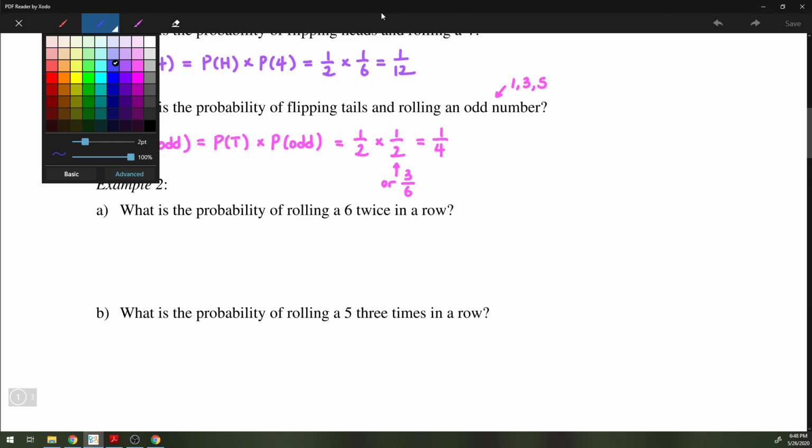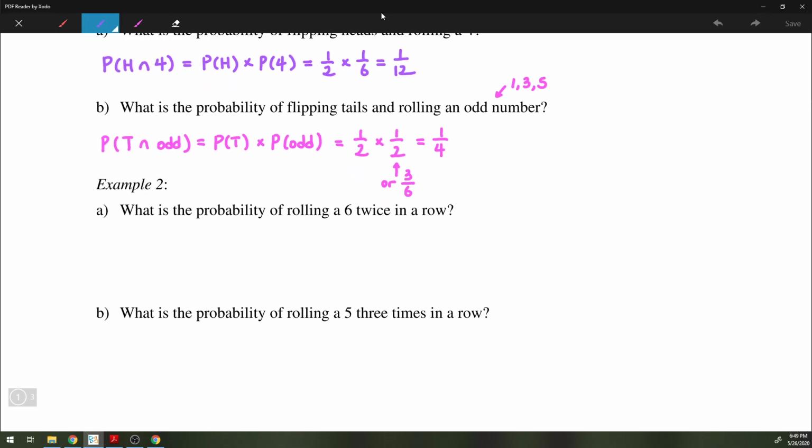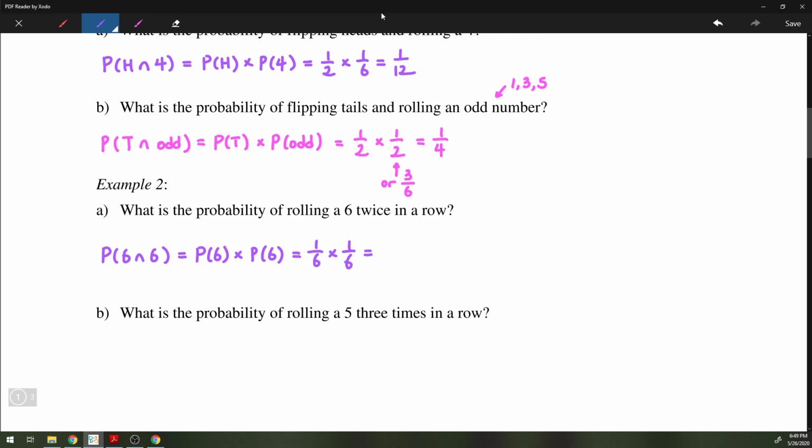Next up, we're looking at the probability of rolling a six-sided die and rolling a 6, and we're going to do that twice in a row. So that will be the probability of 6 and 6. The probability of a 6 is 1/6. The probability of a second 6 is also 1/6 because the die rolls are independent of each other. So double sixes will have a probability of 1/36, which makes sense if you were to create a table for the sample space. There are 36 different outcomes, only one of which is 6 and 6.